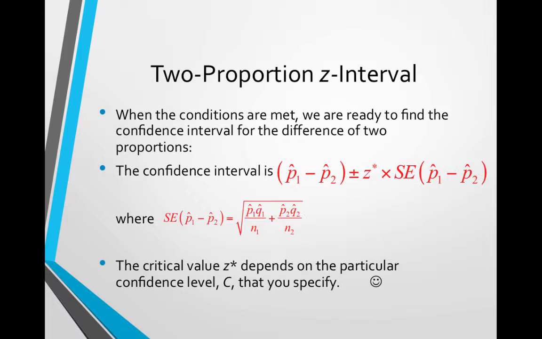So the standard error will be the square root of p hat 1 q hat 1 over n1 plus p hat 2 q hat 2 over n2. Again, we're using the values that we got from our sample because if we're making a confidence interval, we don't know the true population parameters. Also, the critical value depends on the particular confidence level C that you specify. So if it's 95%, you use 1.96. Those values aren't going to change. Your critical values stay the same.